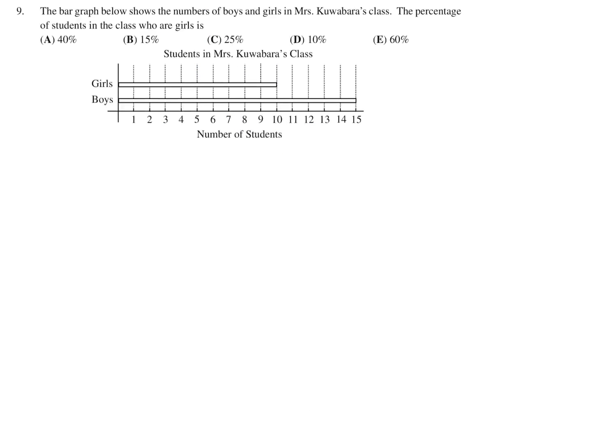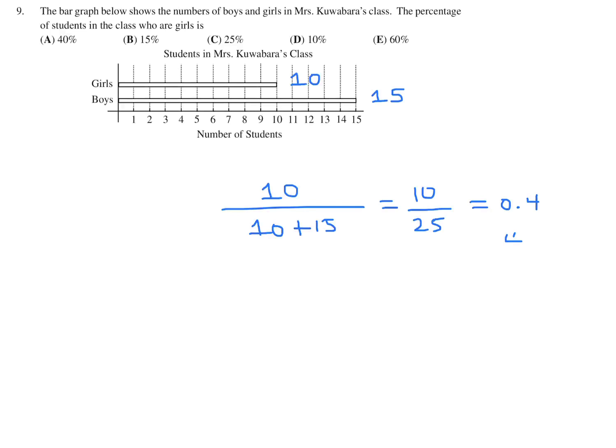The bar graph below shows the number of boys and girls in Mrs. Kuwabara's class. The percentage of students in the class who are girls is. In this class we have, looks like 10 girls, and we have 15 boys. So the percentage of students in the class who are girls would be 10 girls divided by the total, which is 10 plus 15. So that's 10 over 25. And this is 0.4, which is 40%. So number 9, the answer is A.